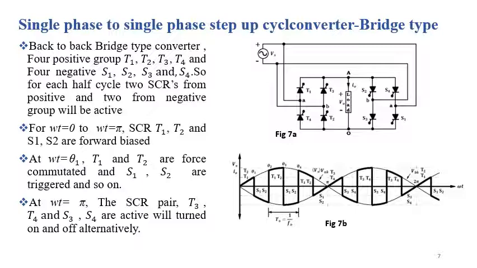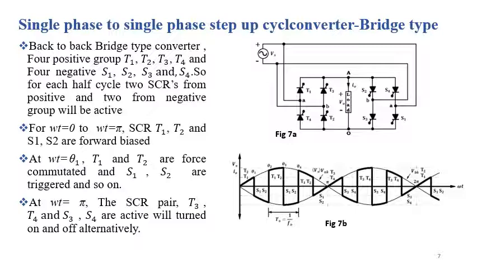So in this figure the SCRs from T1 to T4 belong to the positive group, and the SCRs from S1 to S4 belong to the negative group. Let's see how this circuit will work for achieving an output voltage of a frequency larger than the source frequency.